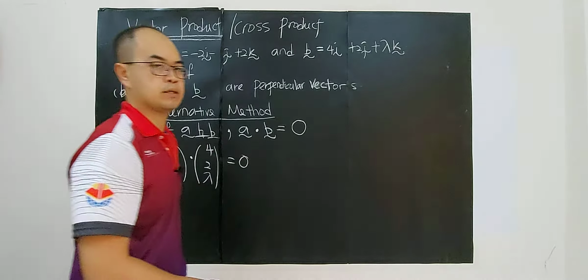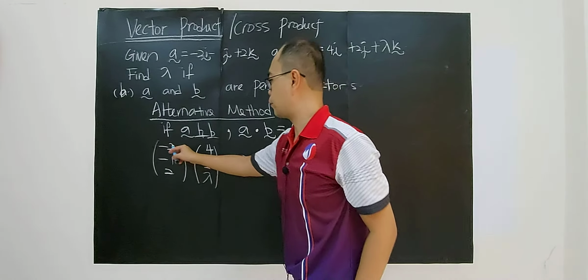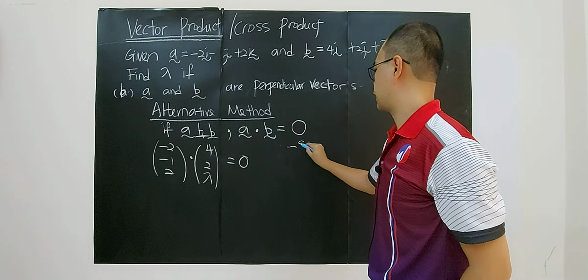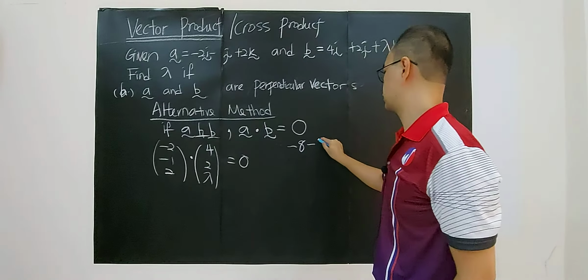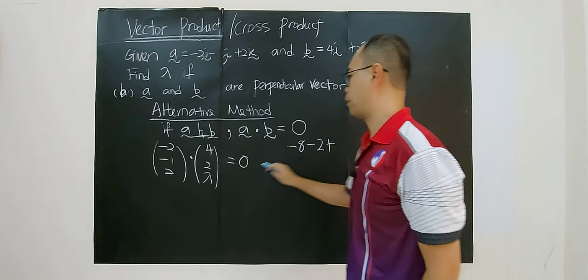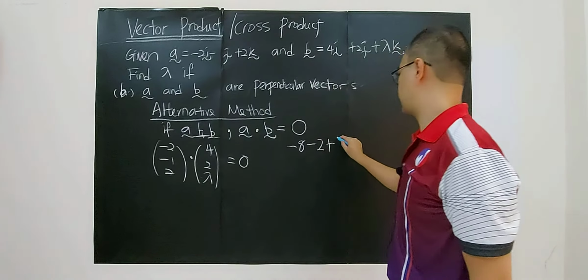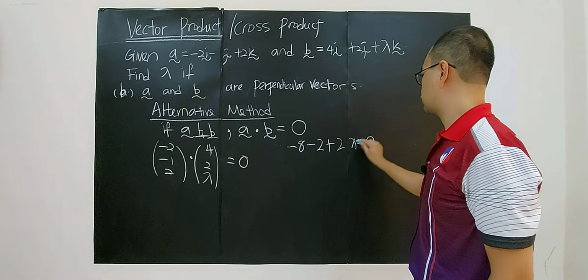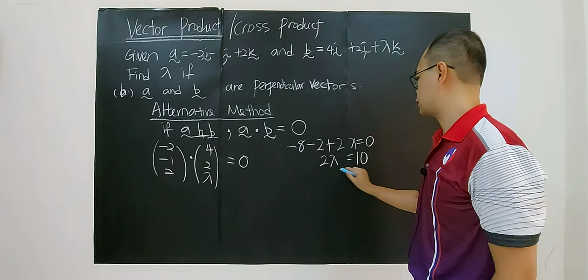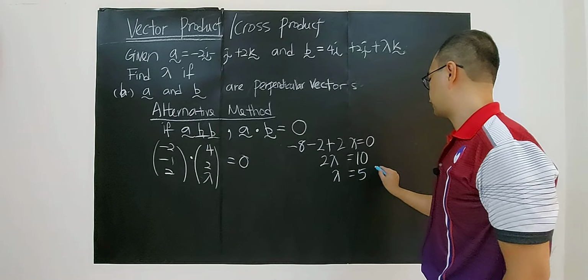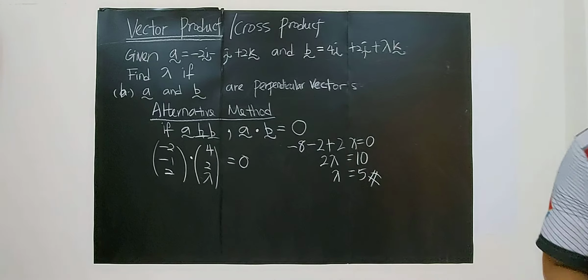A lot simpler, right? So we just do the dot product: negative 2 times 4, negative 8. Negative 1 times 2, negative 2. Plus positive 2 lambda. So you are getting it equal to 0. So 2 lambda will be equal to 10. So lambda equals 5. Wow, it's a lot easier, right?